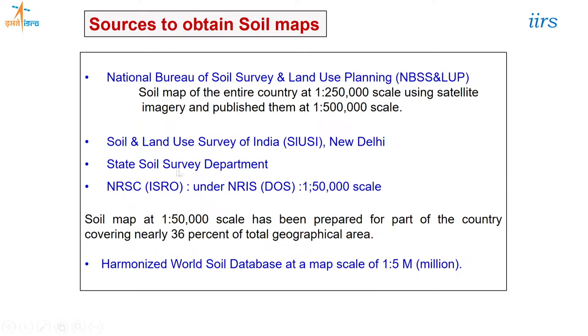Every state also has soil survey departments, and from time to time they generate soil maps. You can inquire from there. NRSC, ISRO also prepared soil maps at 1:50,000 scale, but not for the entire country, only some of the area covered under the NRIS project. At 1:50,000 scale, only 36% of the total geographical area of the country has been mapped.